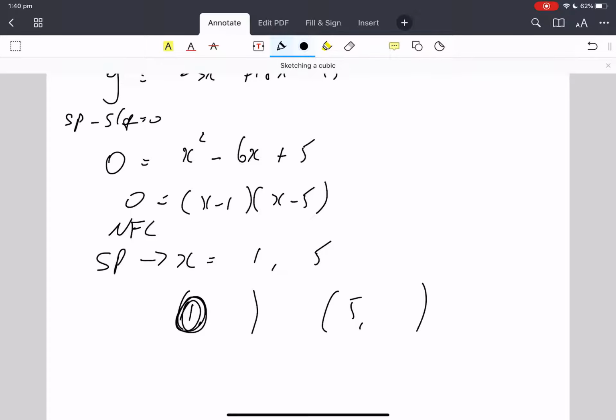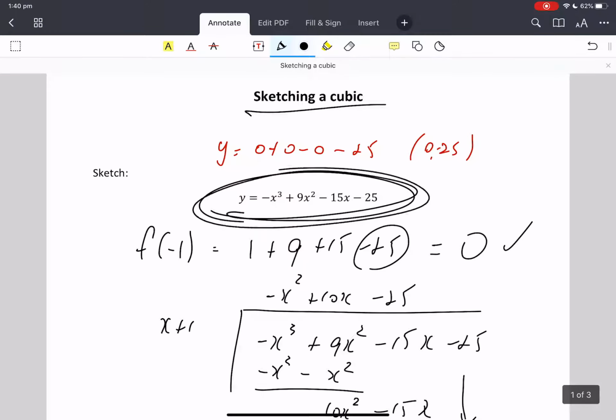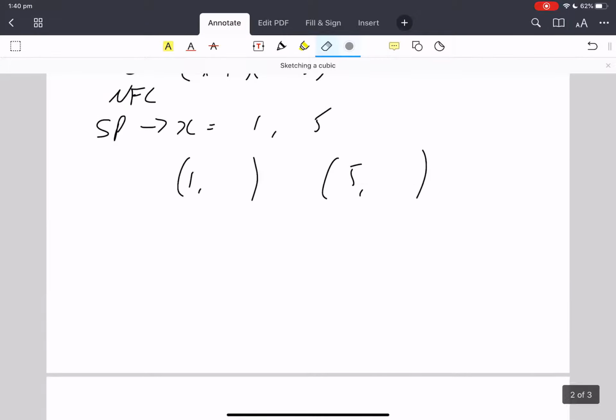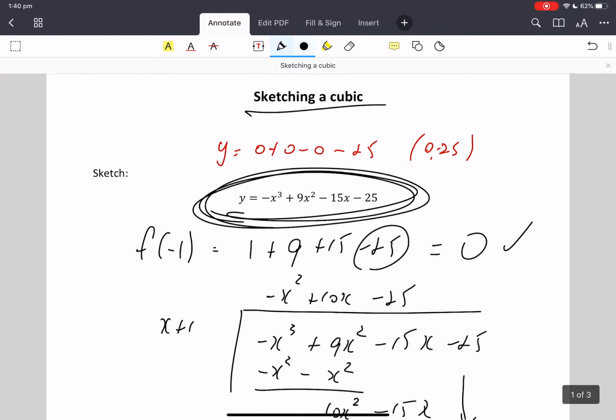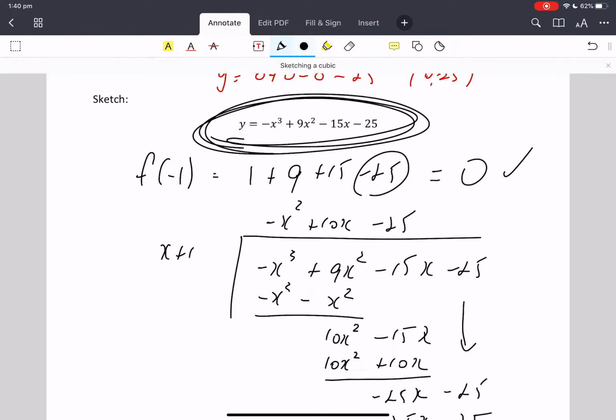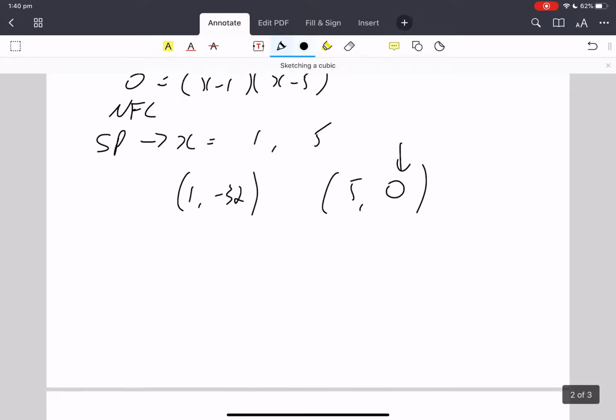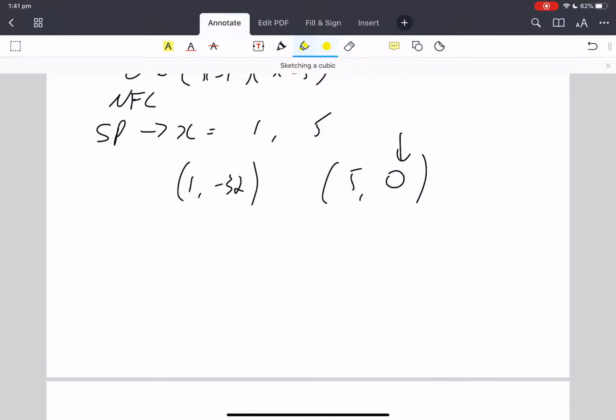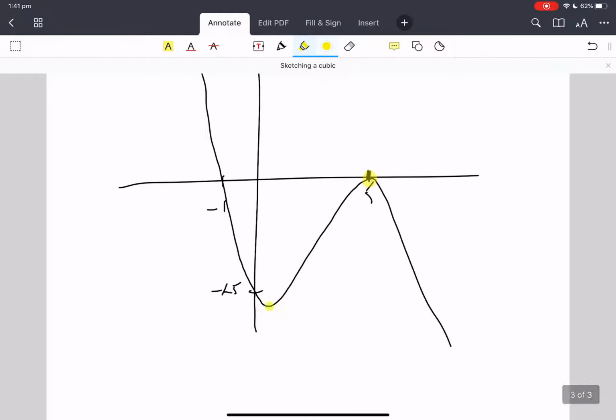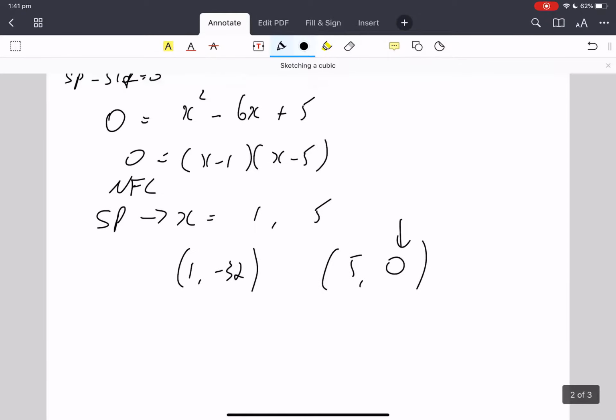Let's put this 1 back into this thing here. I'm going to use a calculator. 1, so it's going to be -1 plus 9 minus 15 minus 25, which is minus 32. And I think we know what the 5 is going to be, but do it in the calculator anyway. -125 plus 9 times 5 squared minus 15 times 5 minus 25. Does anybody know what I'm going to get? Let's go 0. So we've verified now. I guess I'll just use my highlighter. That was the 5, 0. And that was the 1, minus 32, which looks reasonable to me. I'm pretty happy with that. Nothing's really upsetting me there.